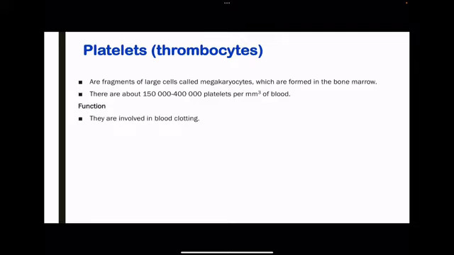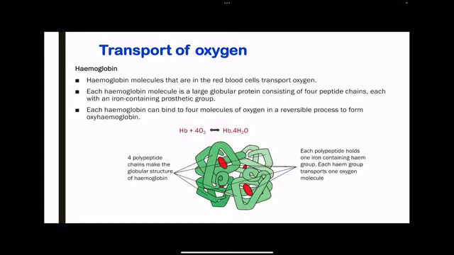The last of the blood cells are platelets, or what they call thrombocytes. These are fragments of large cells called megakaryocytes, which are formed in the bone marrow. There are about 150,000 to 400,000 platelets per millimeter cubed of blood, and these platelets are involved in the process of blood clotting that we're going to look at later on in detail.